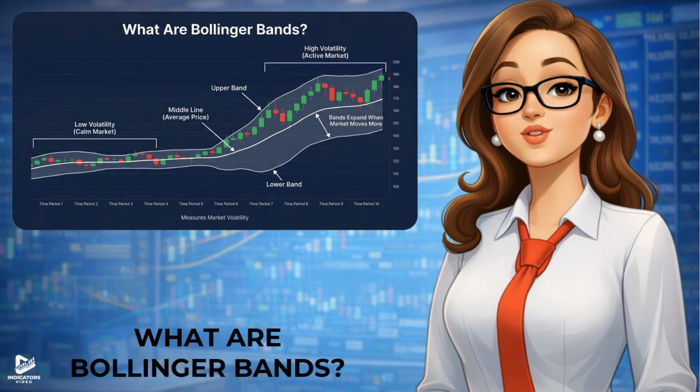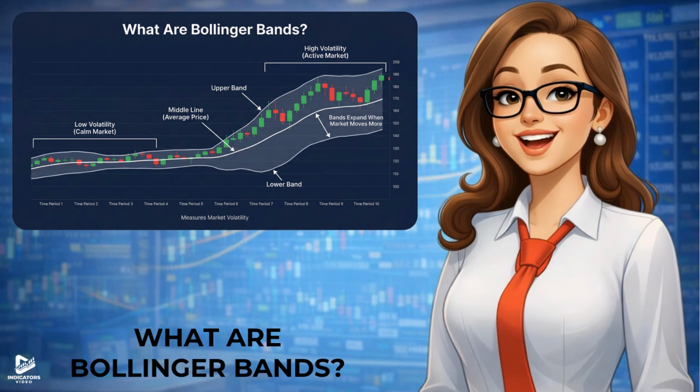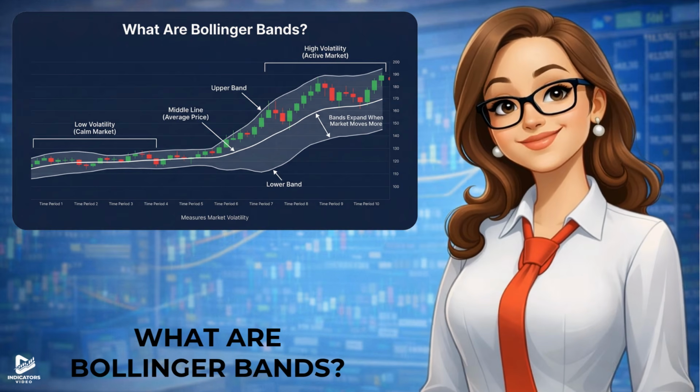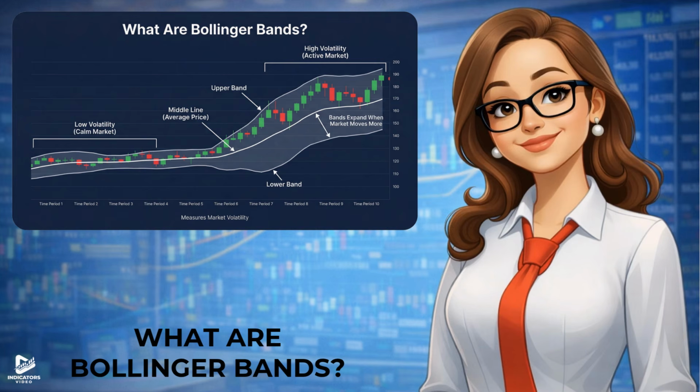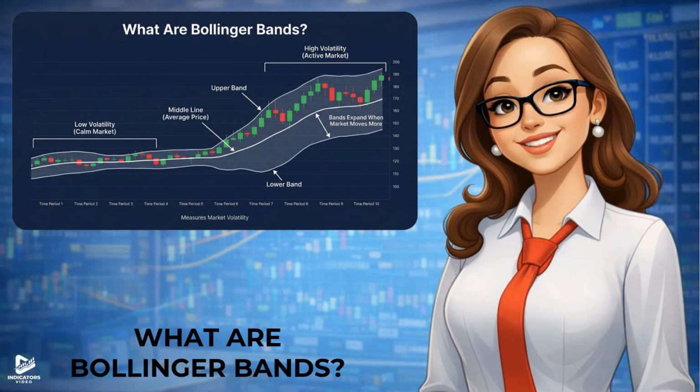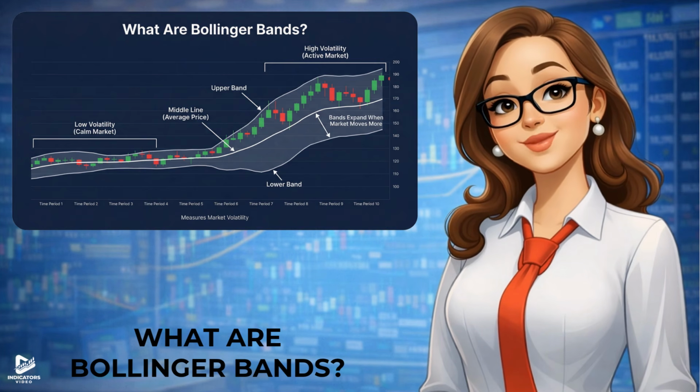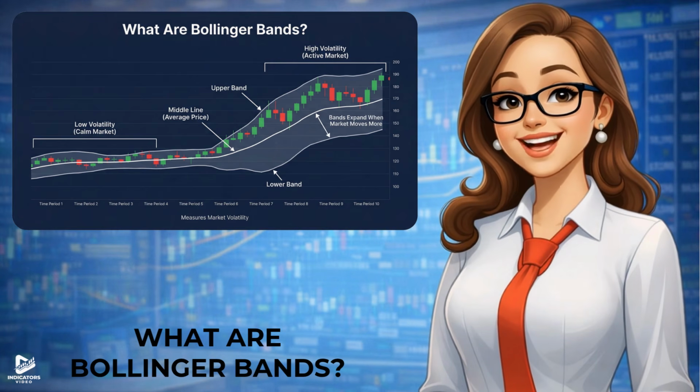Bollinger Bands are made up of three lines. The middle line is an average price. The top and bottom lines adjust based on how active the market is. When price starts moving aggressively, the bands spread apart. When the market becomes quiet, the bands tighten.